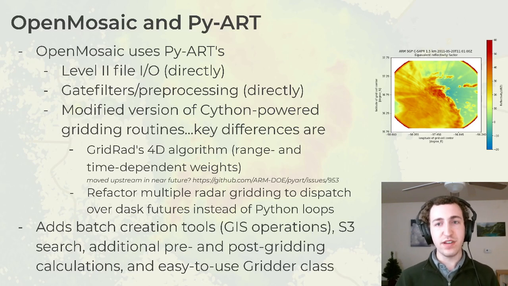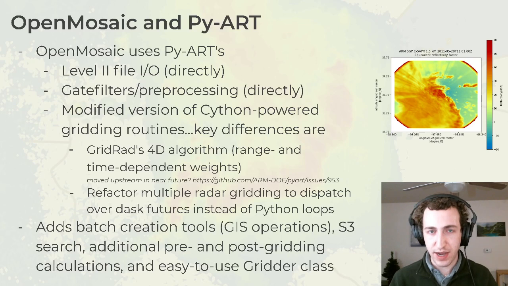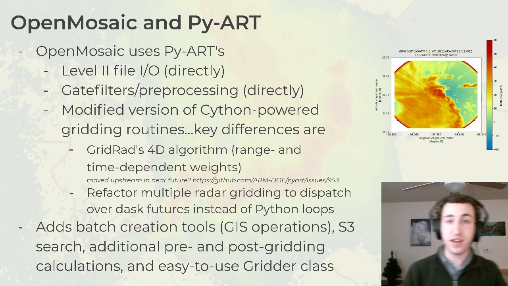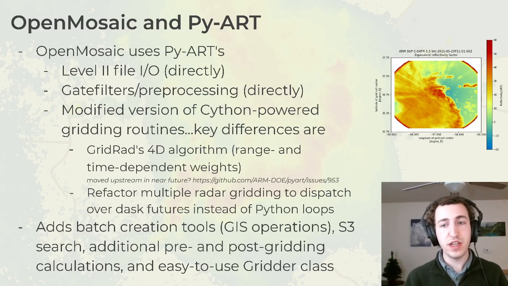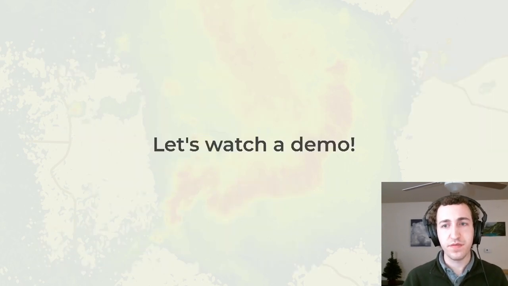Additionally, OpenMosaic adds a bunch of things to make the mosaic creation process go more smoothly. So that includes batch creation tools, GIS operations with GeoPandas, and searching S3, which is the current data store that it's built around, not that it couldn't be used with other sources of level 2 data. There are additional routines for pre and post gridding calculations on the radar fields, as well as an easy to use gridder class to help organize everything and make it a bit more streamlined.